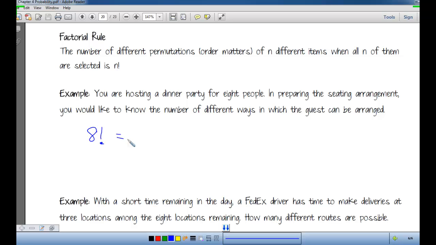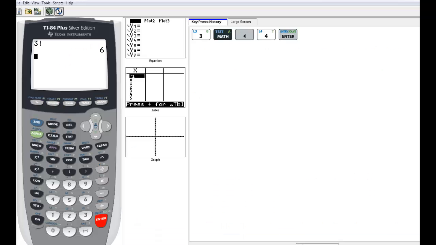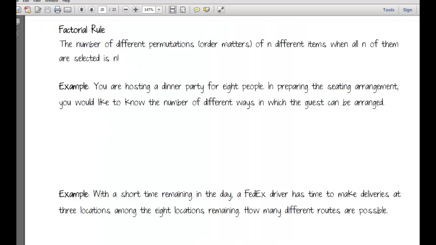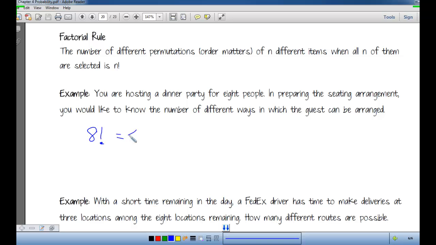40,000 something, I think. Very good. 40,320. 40,320 different ways. So if you've got everything else out of the way and you're just the party to start, you can sit down and think about the 40,000 ways you could arrange the people.